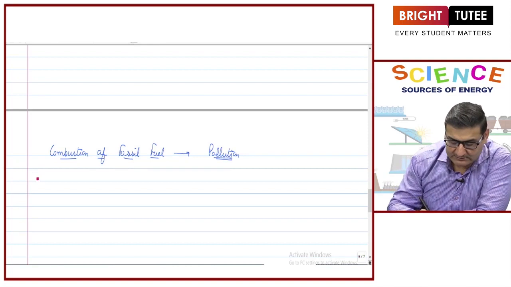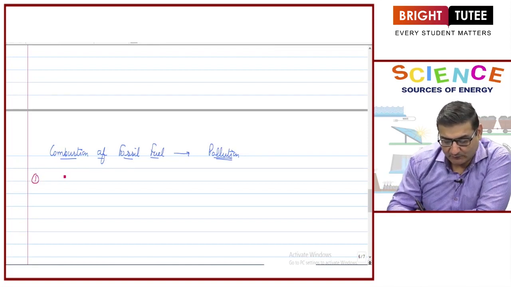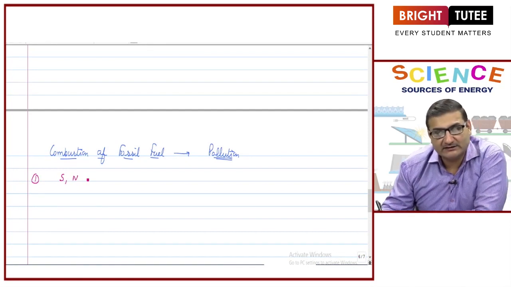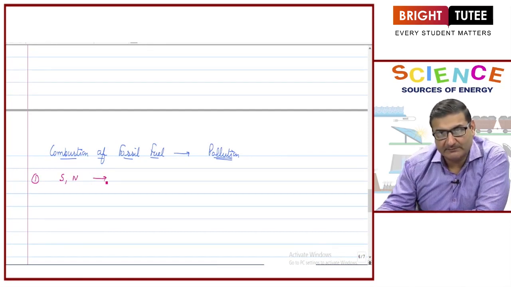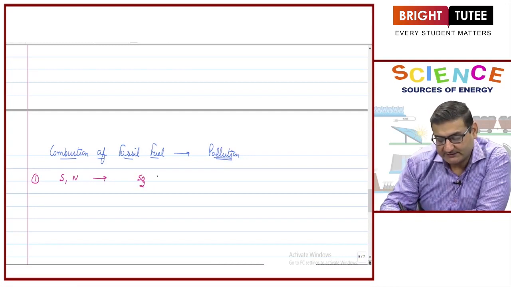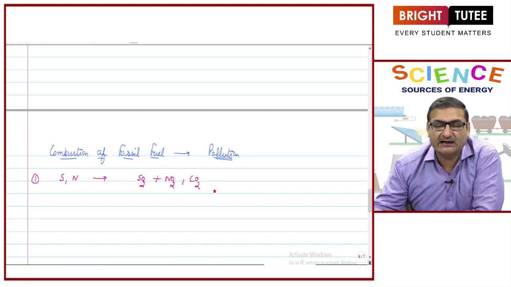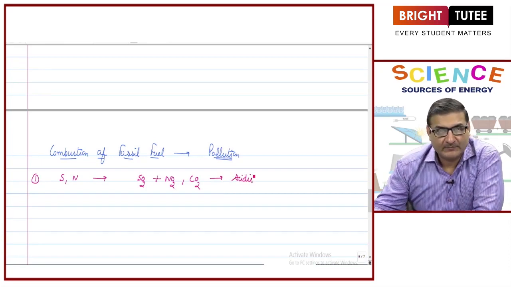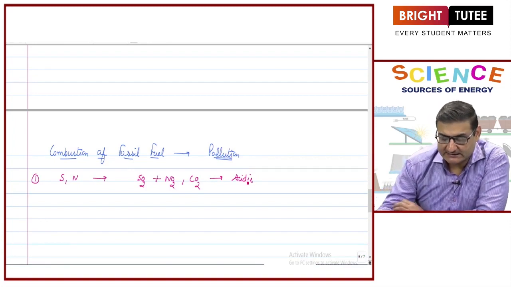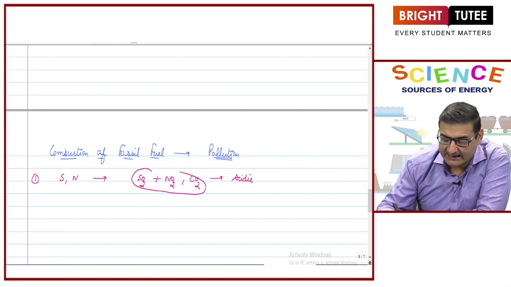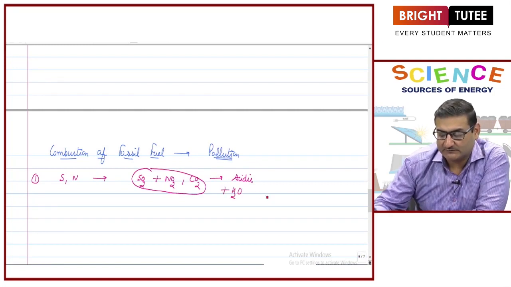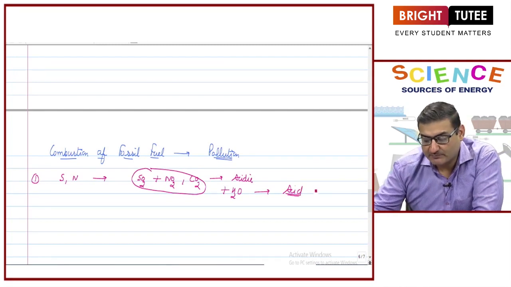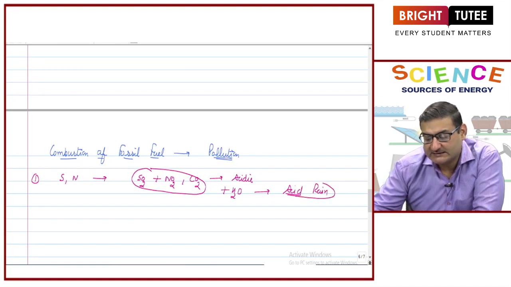Now, these fossil fuels, they contain first of all traces of sulfur, nitrogen, etc. When these fossil fuels are burnt, then along with energy, sulfur dioxide, nitrogen dioxide, carbon dioxide gases are produced, and these gases are acidic. What do I mean by saying acidic? When these gases are produced, these gases react with water present in the atmosphere and they form acid. This acid comes back to earth in the form of acid rain.